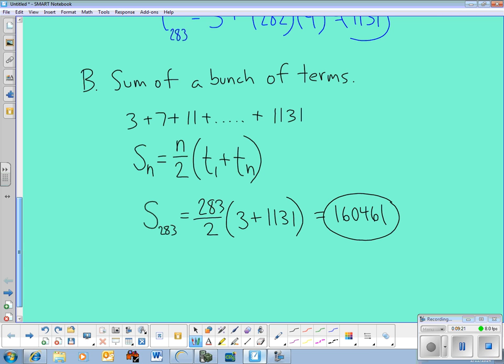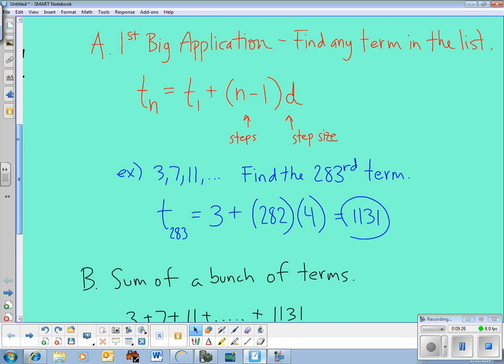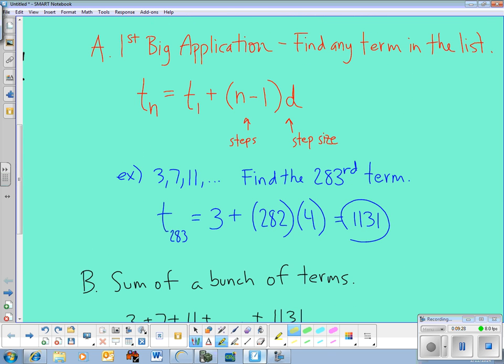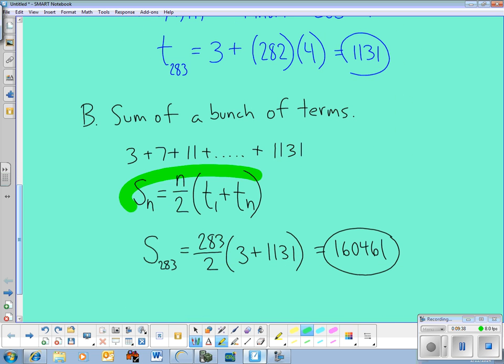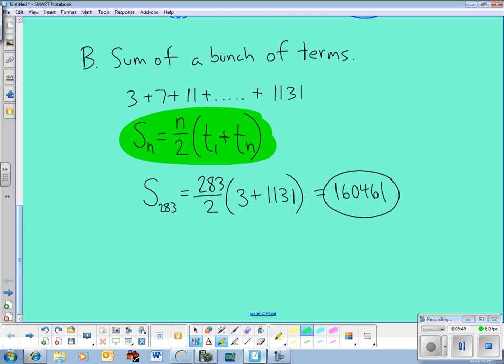All right, so those are our 2 biggest applications. What's the 283rd term? I have one formula for that. So make sure that you have definitely noted this formula. This is our arithmetic sequence formula, just to get terms. And this is our arithmetic series formula. So with those 2 big ideas out of the way, there's a couple of different ways I could ask you this question. One way, the official name, is finding arithmetic means.